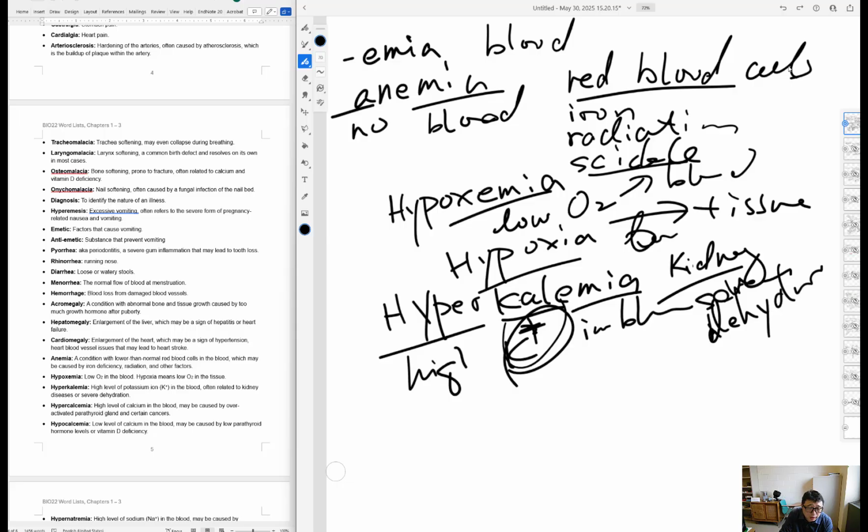Severe dehydration can also cause hyperkalemia. And another thing is one very special execution to kill criminals: inject potassium into the blood, also called hyperkalemia. When hyperkalemia is really high, it can stop the heart from beating. That's used in execution.